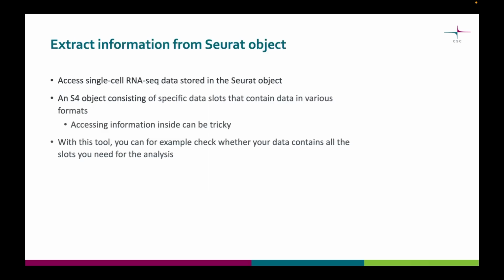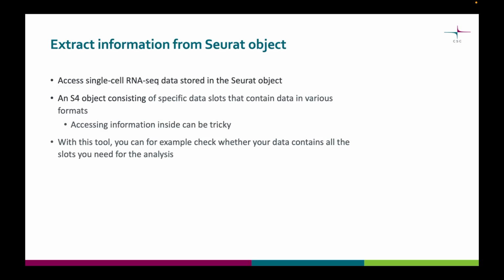Essentially, the object is an S4 object for single-cell genomic data or spatial transcriptomics data and its associated information. The data is stored in the object in these specific slots, which can contain the data in various formats, such as numeric matrices or data frames. To get a better view of the structure, you could imagine the object being like a drawer with different kinds of slots for different contents. Because of the complex structure of the object, accessing specific information inside can be tricky.